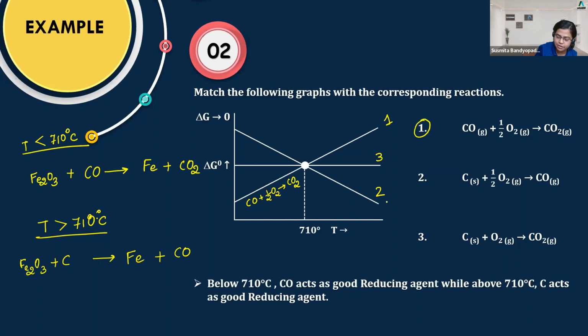And that most feasible reaction means C should be on the left, CO should be on the right. CO should be formed from C. Done? It's correct. Hence, CO is the reducing agent below 710 degrees centigrade for the reduction of Fe2O3. Above 710 degrees centigrade, it's coke which is most suitable.